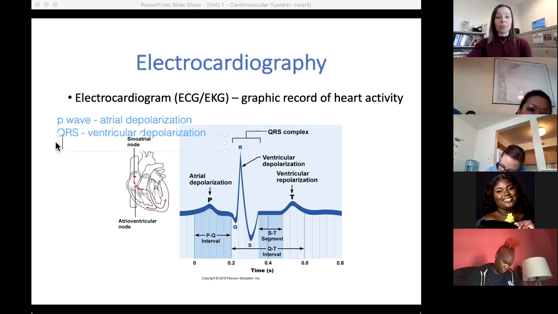Okay, and then finally, we have one more thing. The T wave is caused by ventricular repolarization.